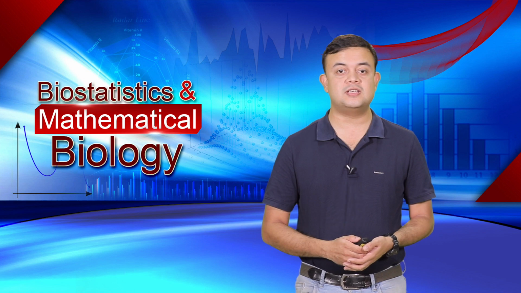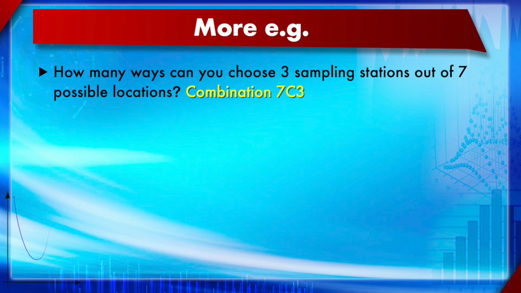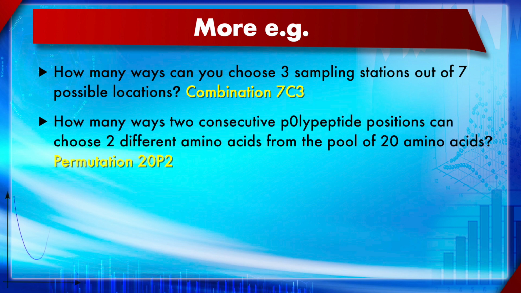So there are more examples here. The first one is how many ways can you choose 3 sampling locations out of 7 possible locations, which is definitely a combination problem. Next is how many ways 2 consecutive polypeptide positions can choose 2 different amino acids from a pool of 20 amino acids. Here does the order matter or not? Yes, order matters, because if the amino acids are inversed, then the coded polypeptide will be entirely different. So it is a permutation problem.